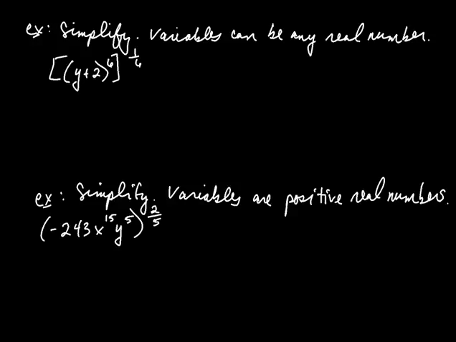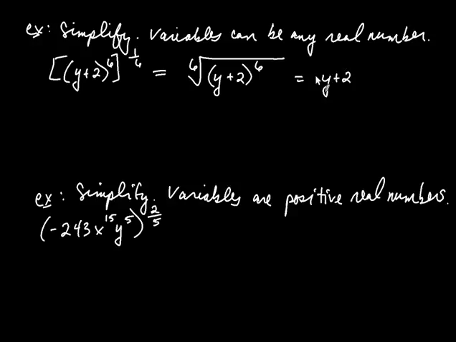Okay, we're asked to simplify, and once again we're told variables can be any real number. So I see my rational exponent, I see my denominator is even. That means at the end of the day, my result has to be positive. Taking care of this denominator, this is the 6th root of this quantity, which is y plus 2 raised to the 6th power. With exponents, we take the exponent and divide by the index. So 6 divided by 6 is 1. So I just get y plus 2 to the 1st, which is just y plus 2.